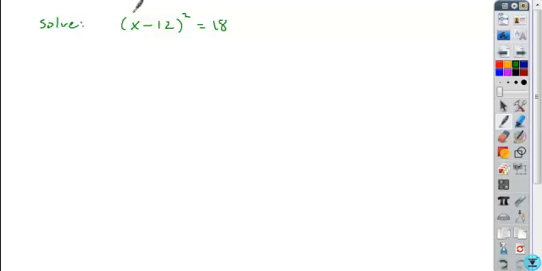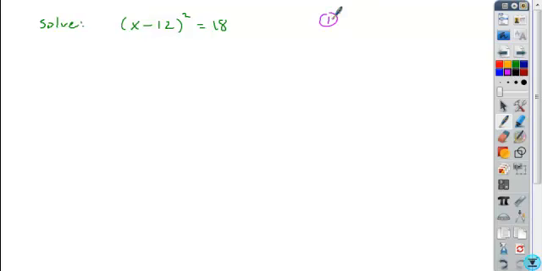Some of you, if I gave you this, you would prefer to expand the binomial square, combine all your like terms, and then refactor. Okay? The problem with that is it often leads to more complications. Okay? If you can do the extracting the square root steps, it should be pretty straightforward.